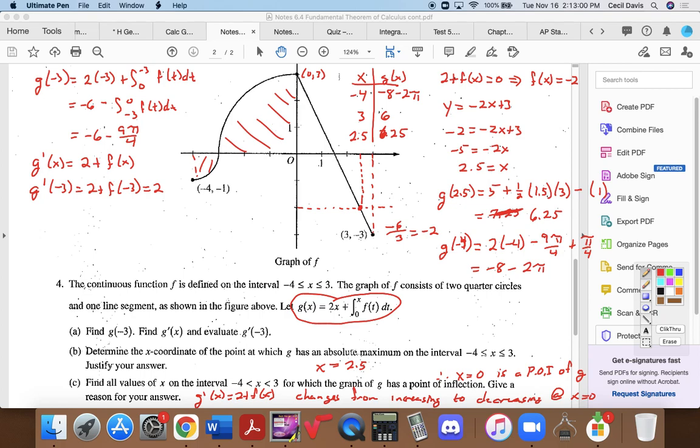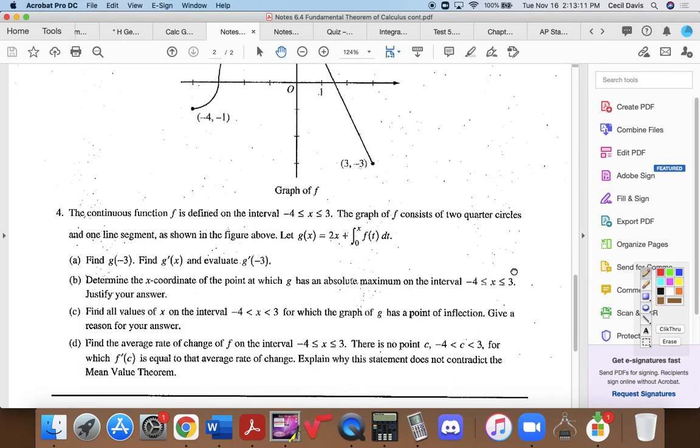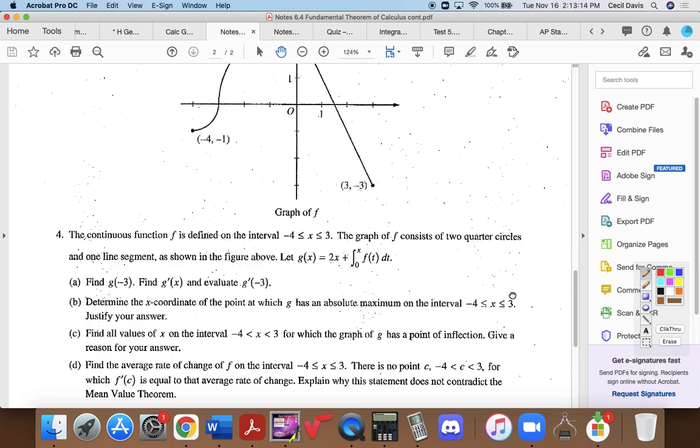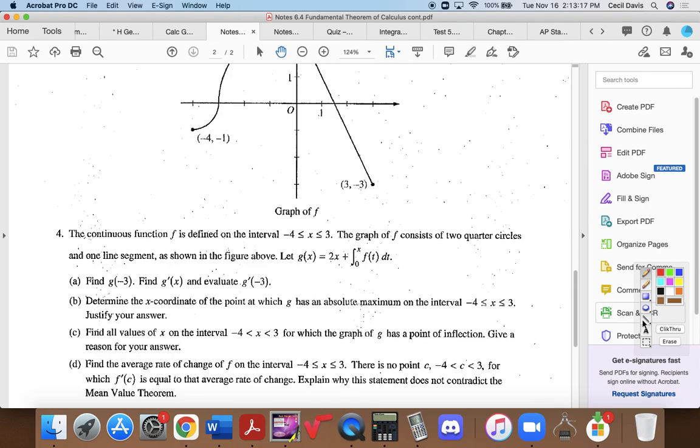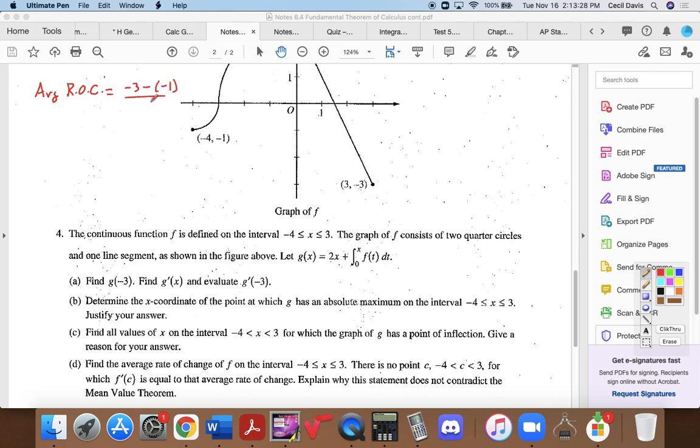Oh, sorry. I forgot to do part D. Didn't see it. Thank you. So for part D, now that I've scribbled all over everything, find the average rate of change of f on the interval from -4 to 3. Well, that's pretty easy. The average rate of change, this was a long problem, is going to be -3 minus -1 over 3 minus -4. And you don't need to do anything to that.